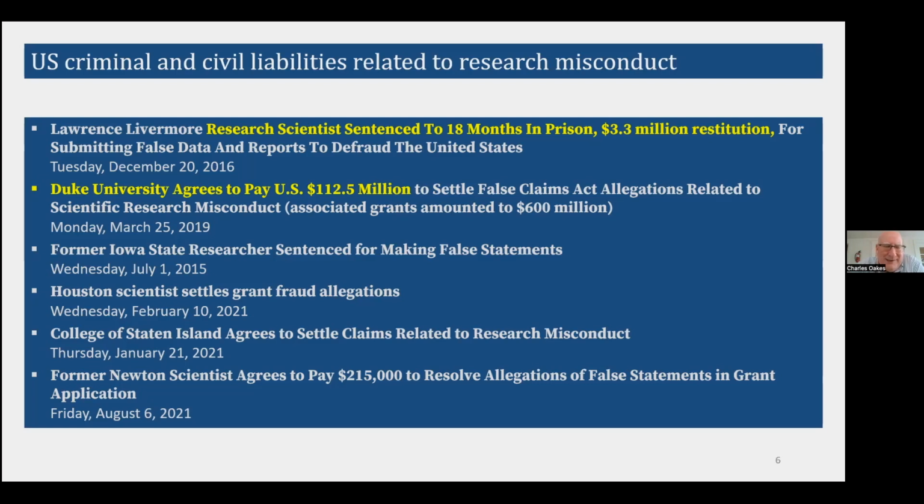Now, another little thing associated with this that shows how small investigations can morph into big investigations. That Duke case started out as an embezzlement investigation where a lab technician was thought to have stolen a few $1,000s. Well, that few $1,000s of embezzled money turned into a $112 million ding to the university.